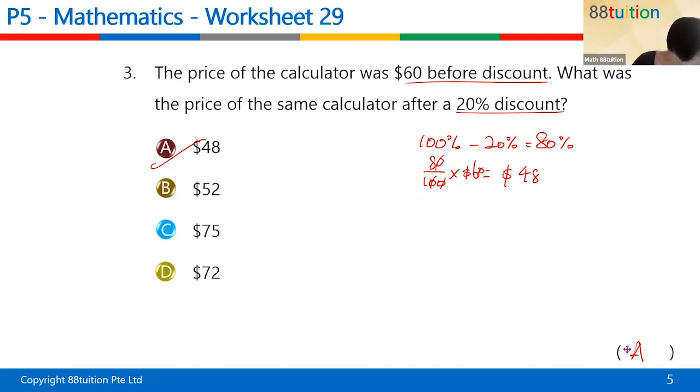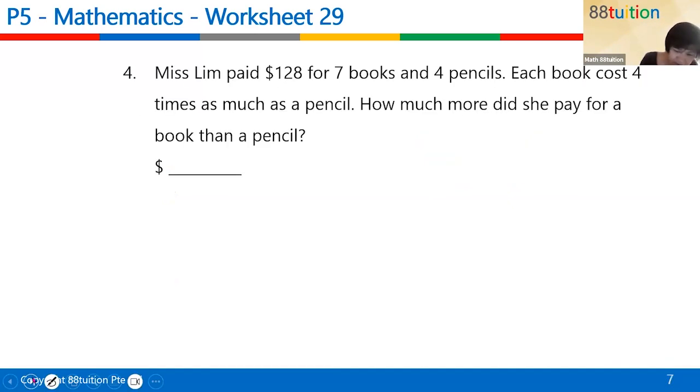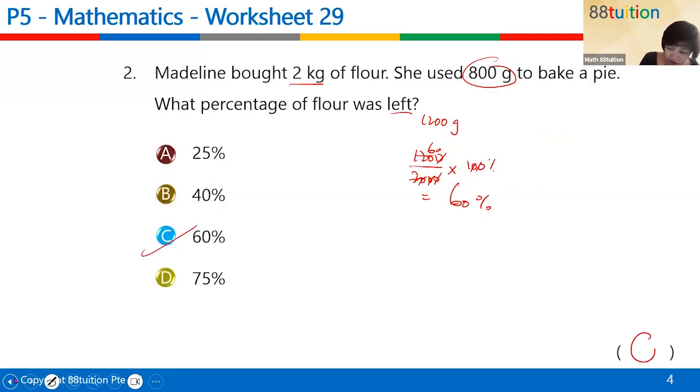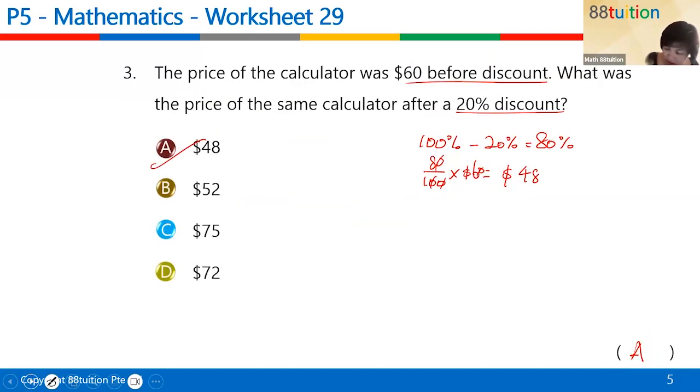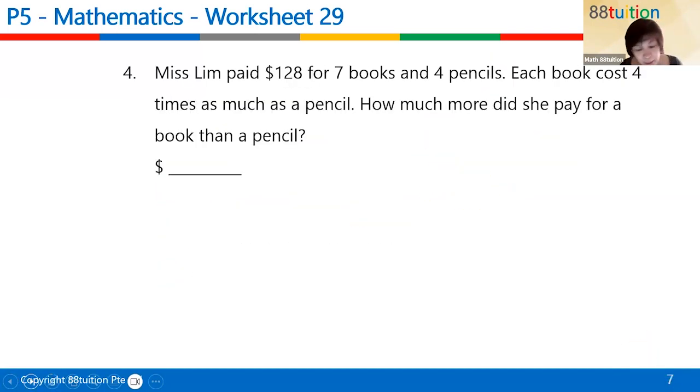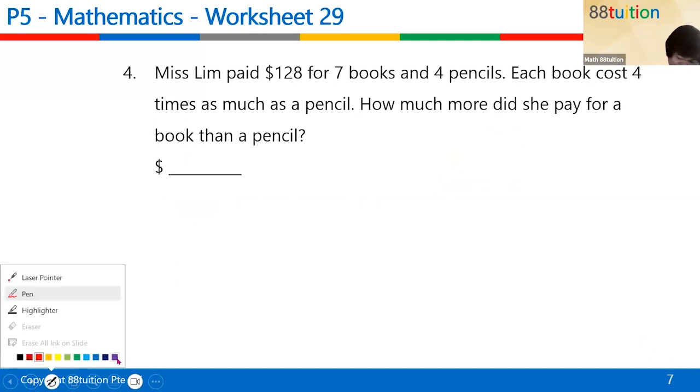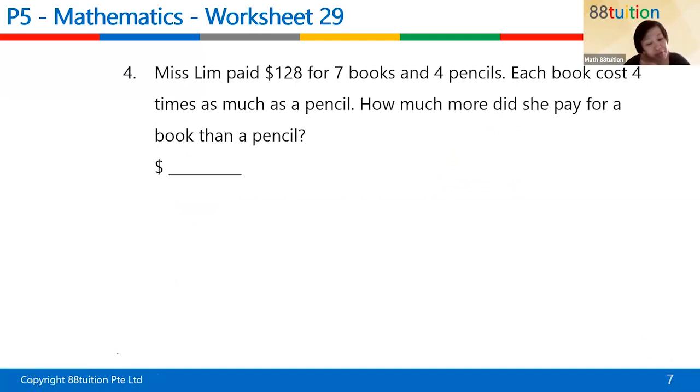Yeah. Is A correct? All right. Question number 4. Let me check. Here is A, C, A, correct. Okay, Miss Lim, these are easy ones. That's why I go a bit faster.